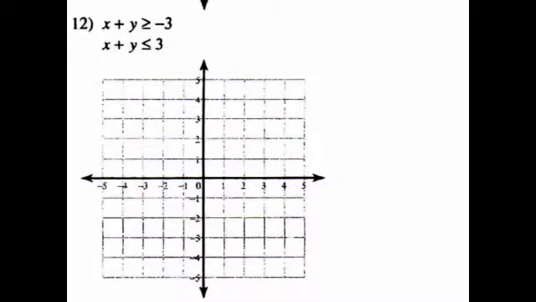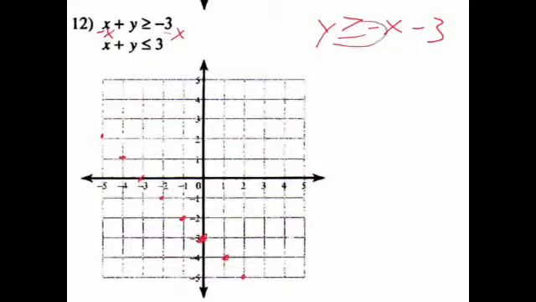Let's do 12. Just take your first inequality, subtract x from both sides, you'll get y greater than or equal to negative x minus 3. And that has a y-intercept of negative 3. It has a slope of negative 1. So down 1, right 1 will give me points. Or I can go up 1, left 1 to get other points. I put all these points down here.